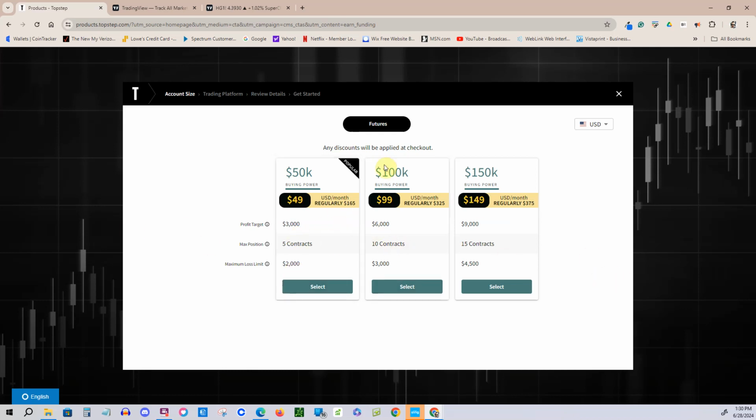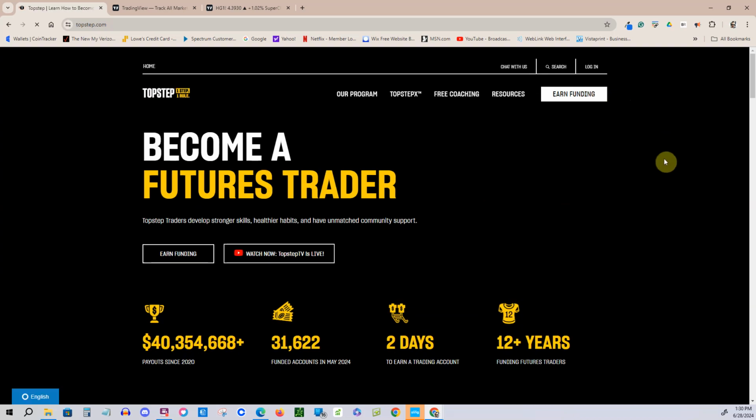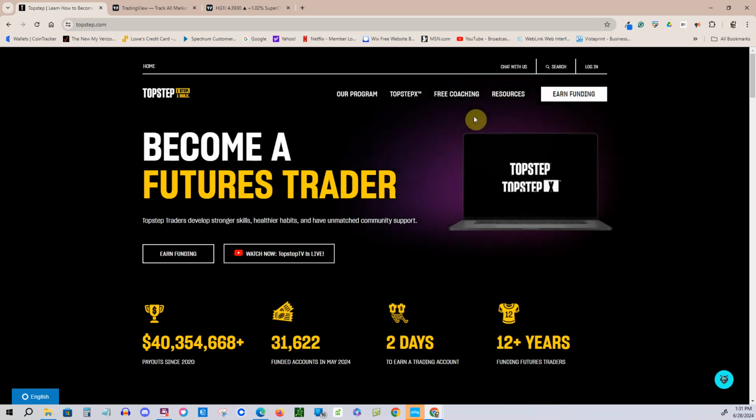You can get the bigger accounts. It's probably good to start with a smaller account. It is tough in that you don't have a very long leash. The $2,000 is pretty easy to lose. On the bigger accounts, it gives you a little bit more room: $3,000 with the 100K account, and then $4,500 with the 150K. So this is something that you'll have to decide. But that's how TopStep works and how their subscription account works. And there are other options, but like I said, I think this is probably the best and cheapest option that you can find.